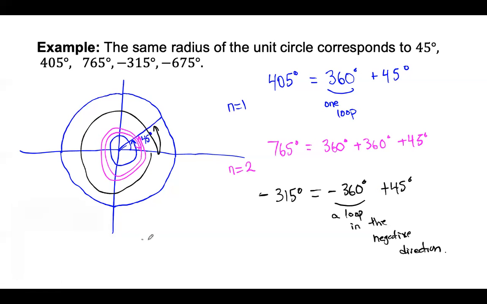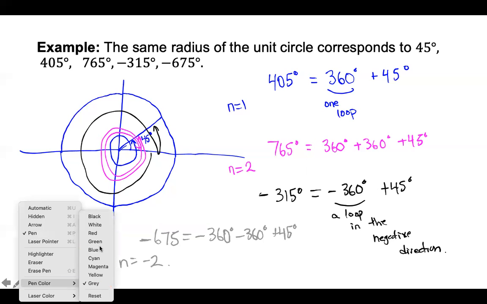And what about negative 675? Same idea, going negative twice plus 45. This is when n equals negative 2. So we could go negative twice, 1, 2, and then go up. I won't draw it. This will be a little messy on this diagram.